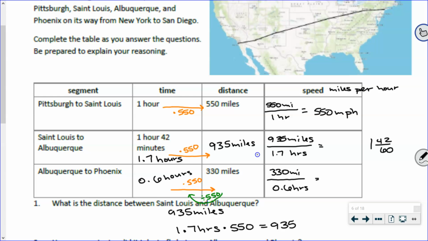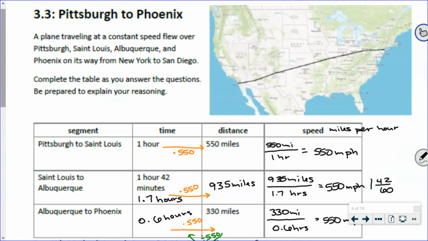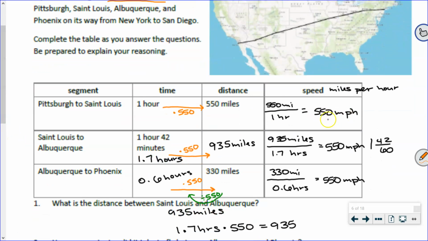Tell me, Porter, what is 935 miles in 1.7 hours? What is the speed? 550 miles per hour, same as above? Okay. And tell me what 330 miles in 0.6 hours is, Gabe. 550 again? Does this make sense that the speed is going to be exactly the same? It does, because guess what? It says right up here, a plane traveling at a constant speed. Does that number 550 seem familiar to you at all? Have we seen that number 550 before? Where did we see it? The constant of proportionality. Good, that constant of proportionality.